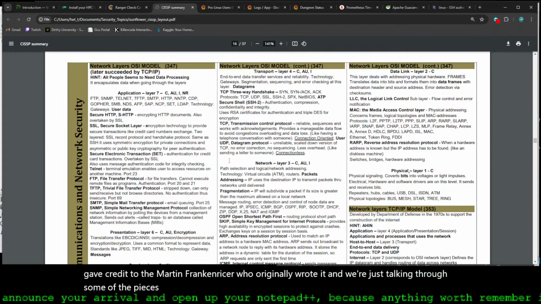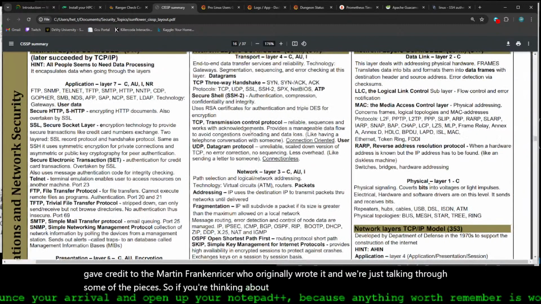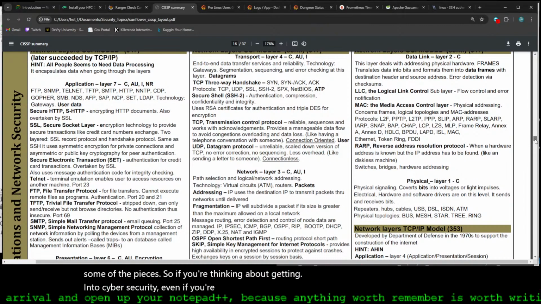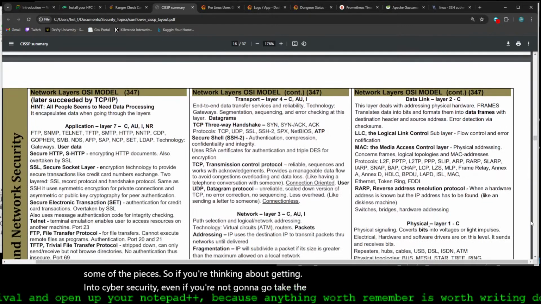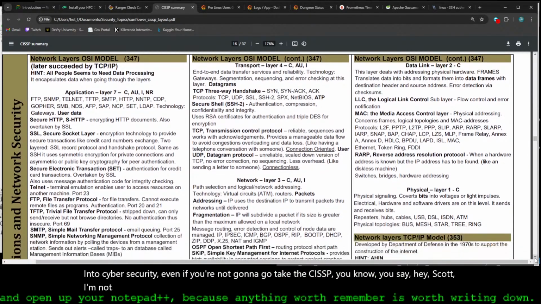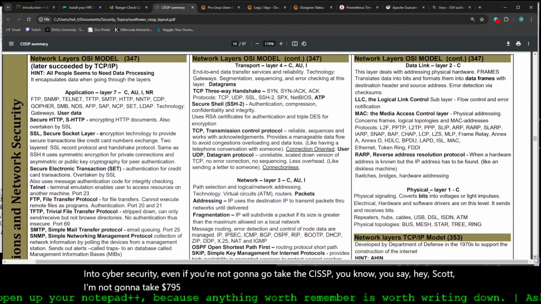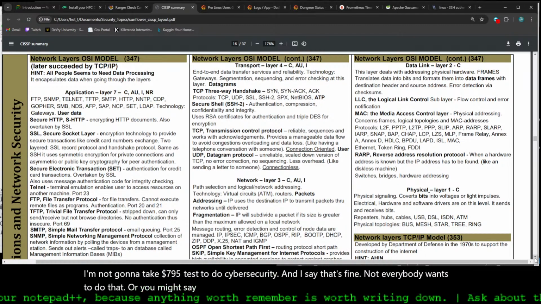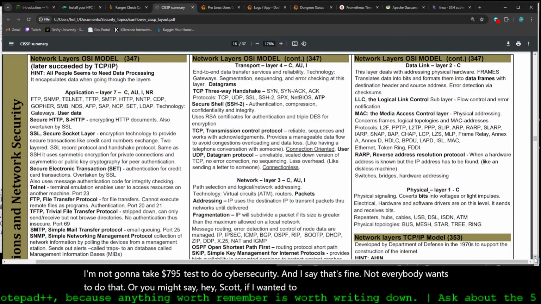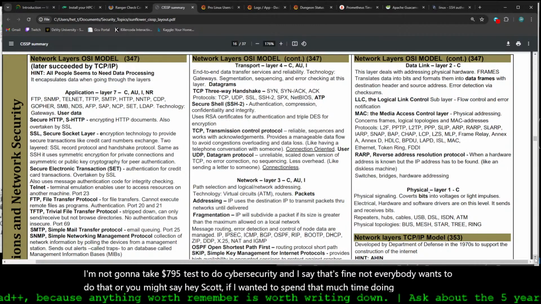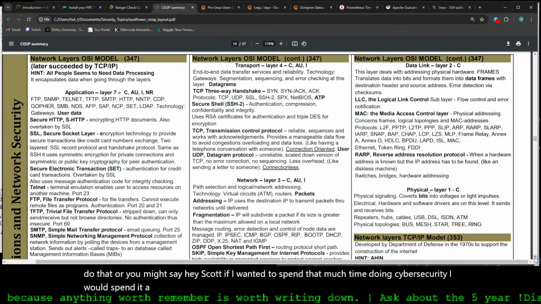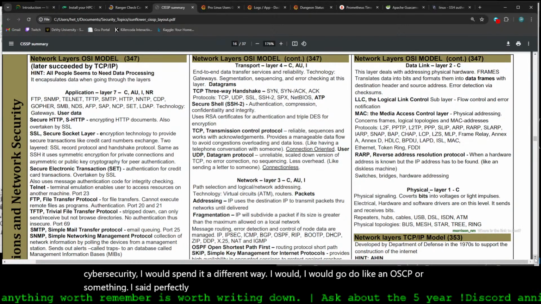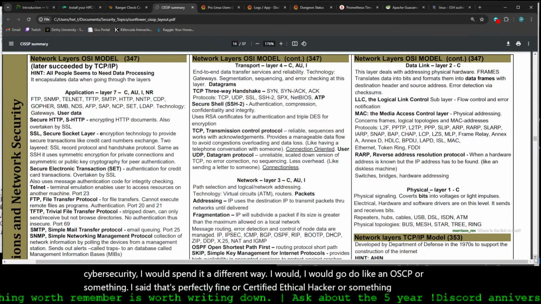So if you're thinking about getting into cybersecurity, even if you're not going to take the CISSP, you say, hey, Scott, I'm not going to take a $795 test to do cybersecurity. And I say, that's fine. Not everybody wants to do that. Or you might say, hey, Scott, if I wanted to spend that much time doing cybersecurity, I would spend it a different way. I would go do an OSCP or something. I say that's perfectly fine, or certified ethical hacker or something, right?